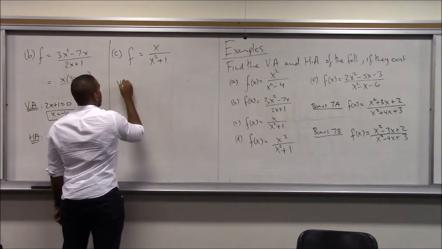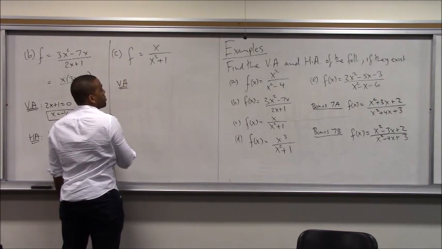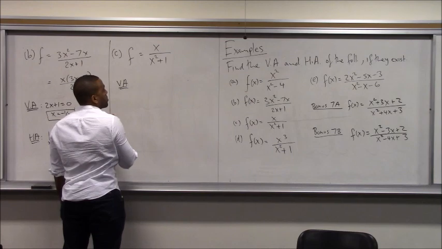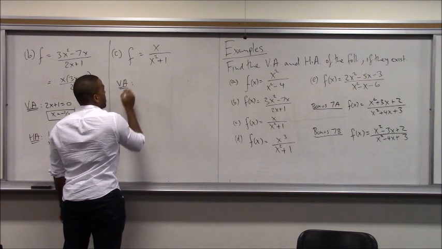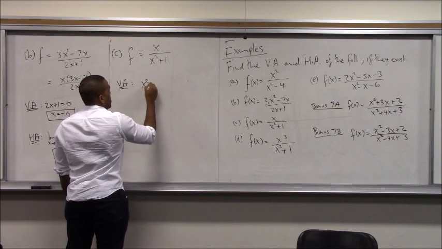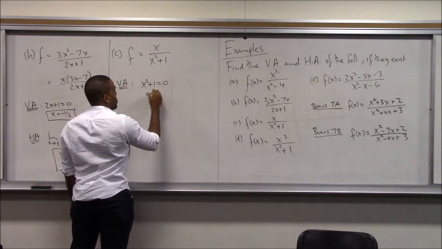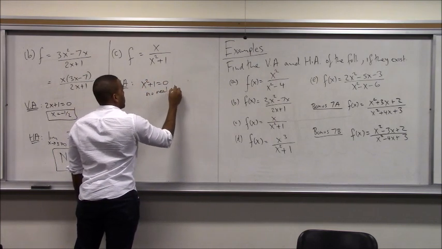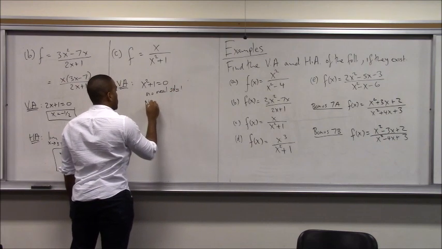Okay, this one, vertical asymptotes. Square root. What do you do for the vertical asymptote? Right, you said x squared plus 1 equals 0. That has no real solution. So, no vertical asymptote.